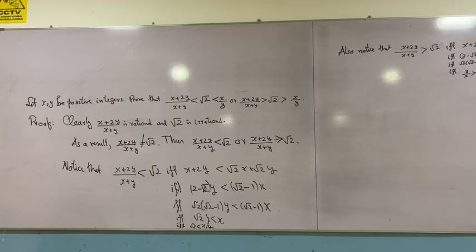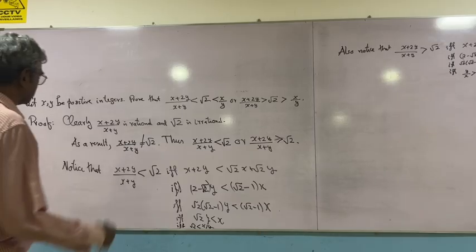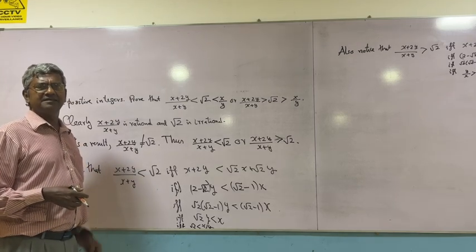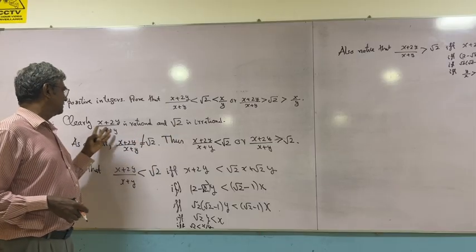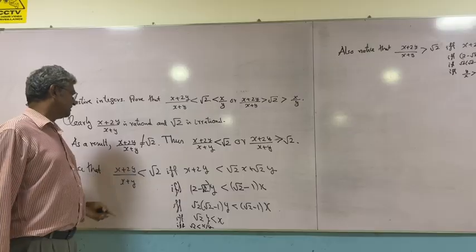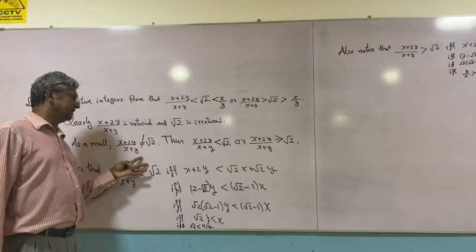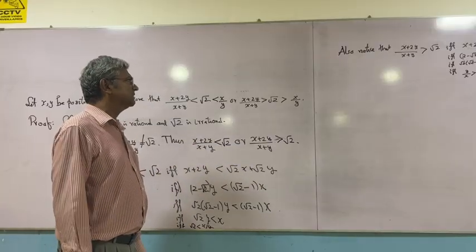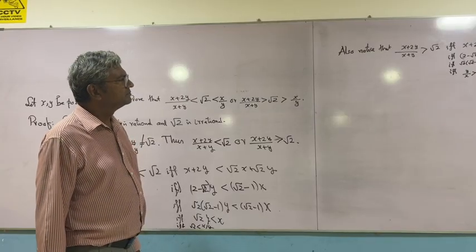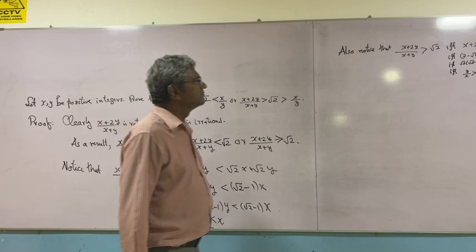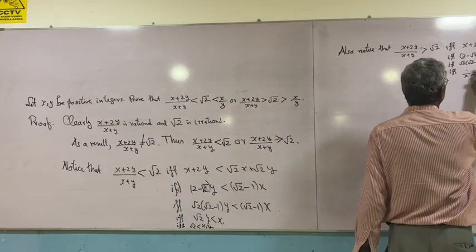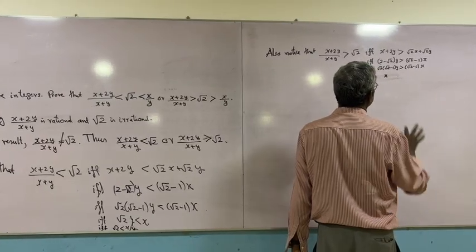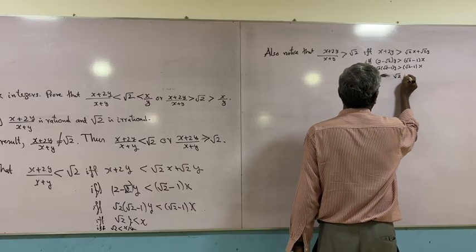Now we can write the final solution. Why? Because can you see we are solving the problem from nothing. All we are saying is this guy is a rational number, root 2 is an irrational number, as a result they cannot be equal, then this one is less than this one, so this guy is greater than root 2. The final statement should be changed, so it should be x over y. x over y is less than root 2.